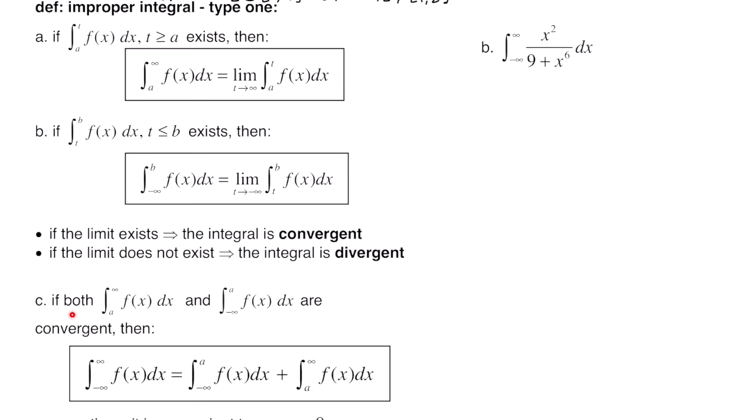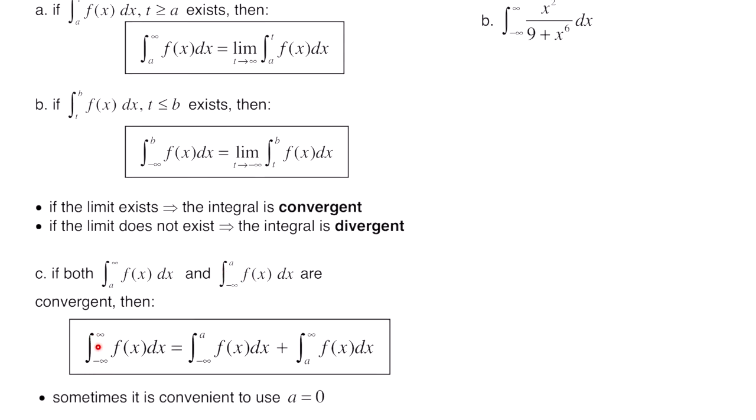For part C, if both the integral from a to infinity of f of x dx and the integral from negative infinity to a of f of x dx are convergent, then we have the integral from negative infinity to positive infinity of f of x dx, and we can take this and split it up from negative infinity to a plus the integral from a to infinity.